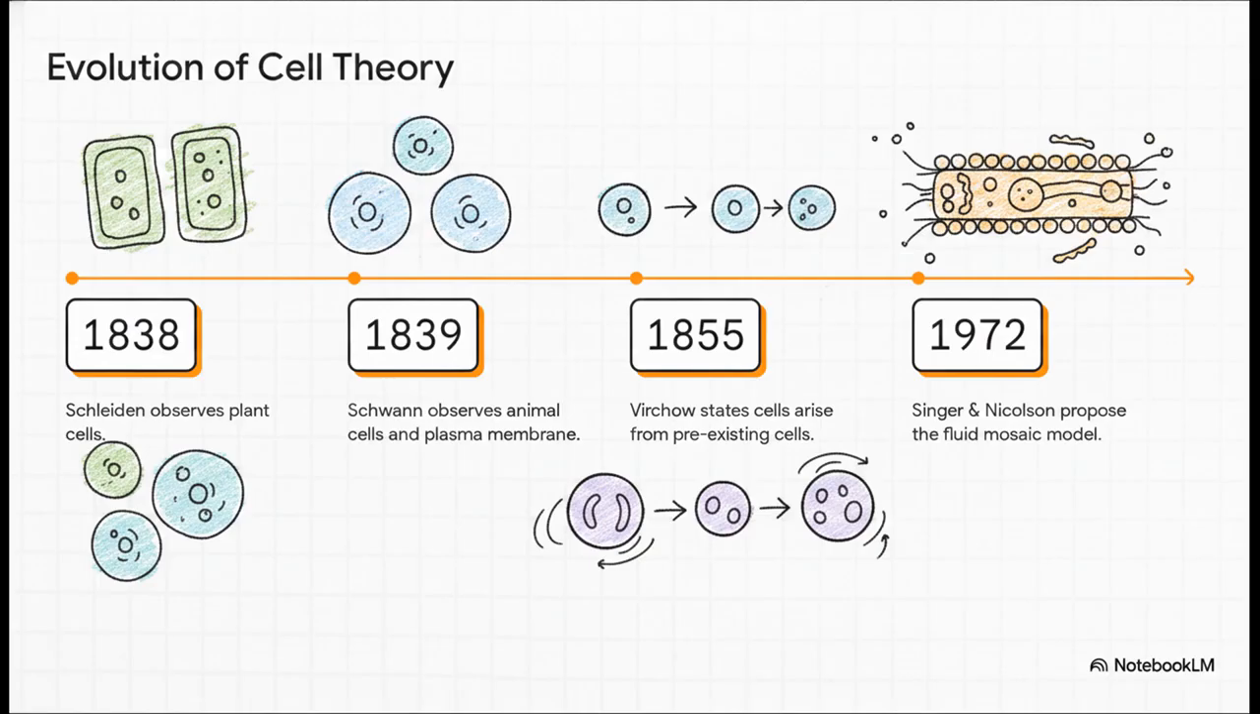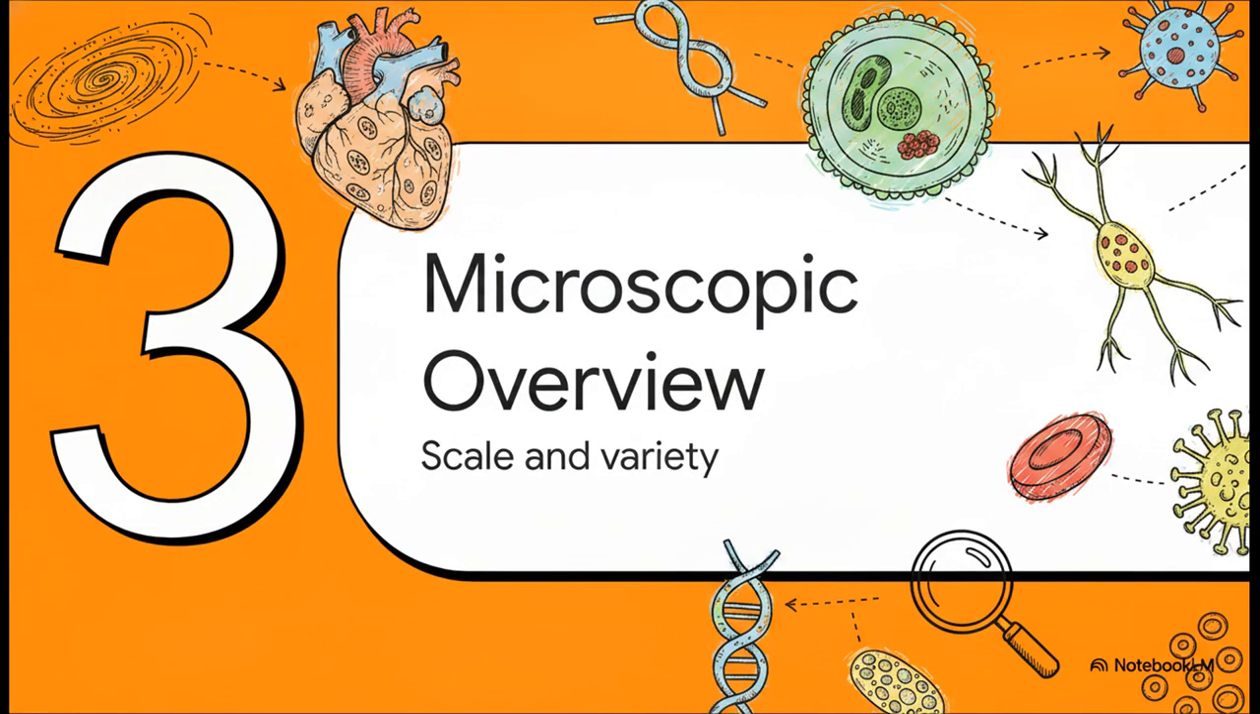But that begged the question, right? Where do they actually come from? Well, in 1855, Rudolf Virchow dropped a famous Latin phrase, omnis cellula e cellula, meaning new cells are exclusively born from pre-existing ones. That totally locked the cell theory into place. And our understanding has been evolving ever since, all the way up to Singer and Nicholson's famous fluid mosaic model in 1972. So, let's get into Section 3, a microscopic overview.